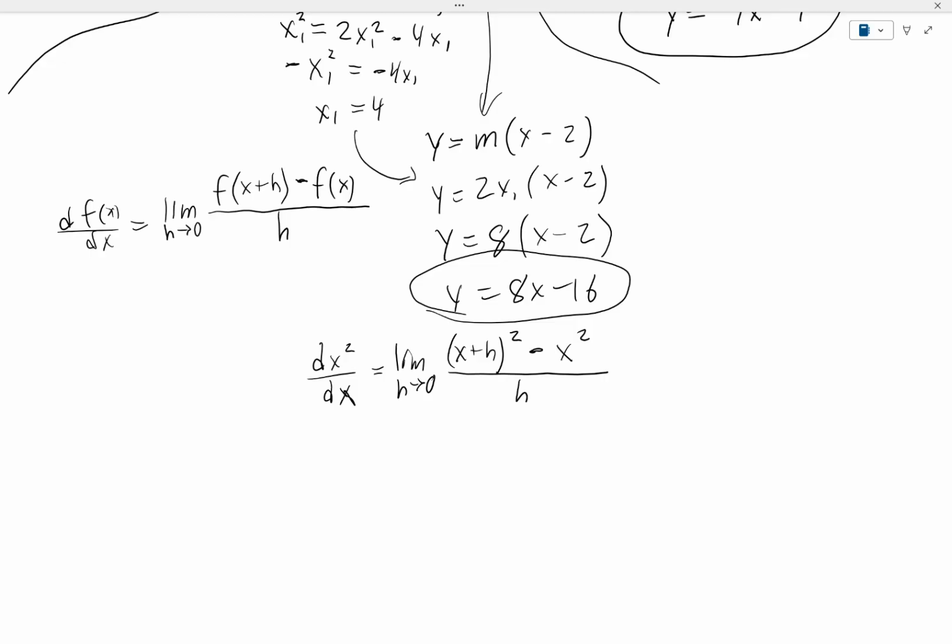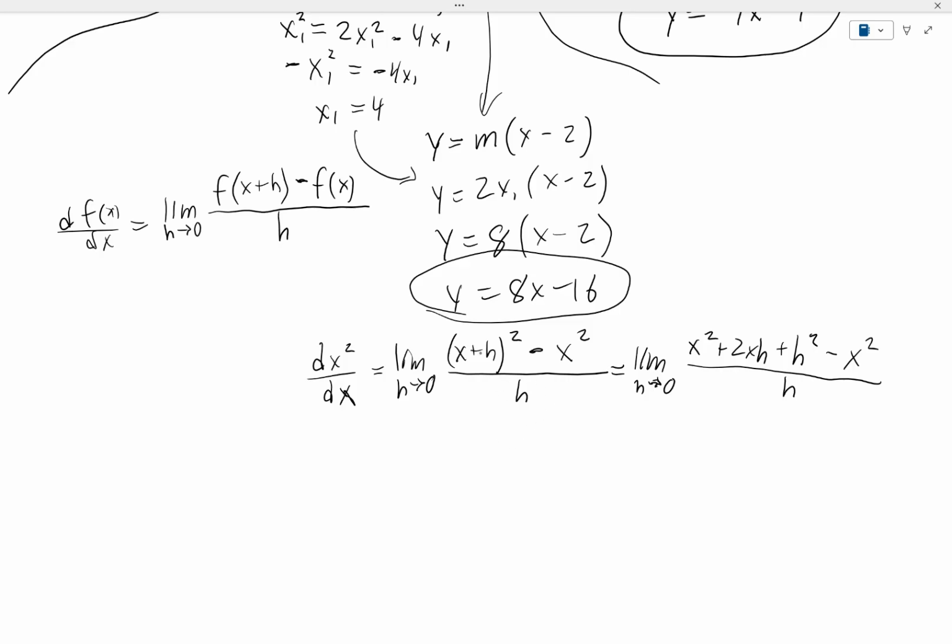Okay, so to simplify this, I'm going to use FOIL up here. So that's going to equal the limit as h approaches 0 of x squared plus 2xh plus h squared minus x squared, over h. And the reason I had to do FOIL up here is because you can see if I were to just try to evaluate this limit with direct substitution, I'm going to get something on the top here, and I'm going to get 0 on the denominator.